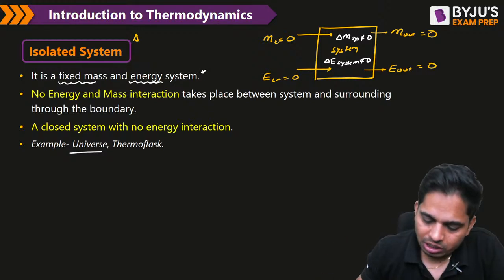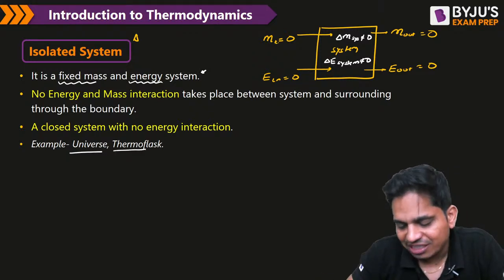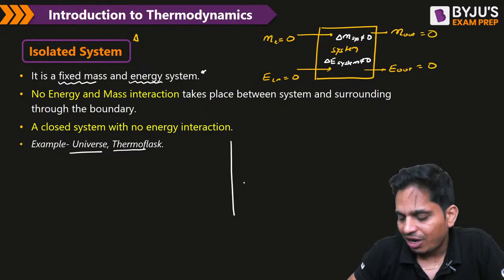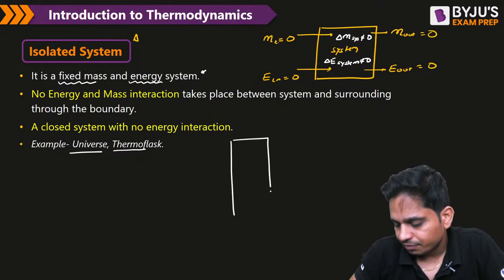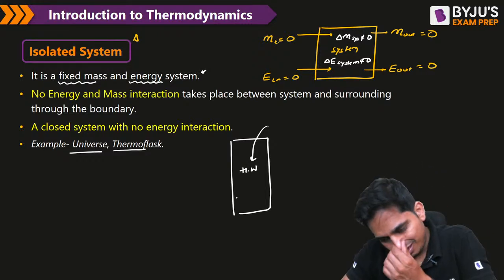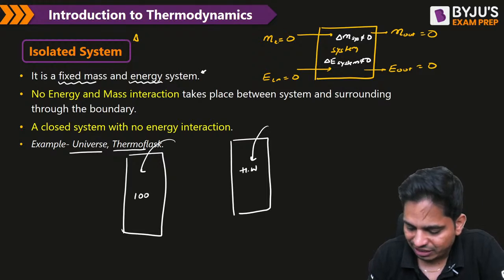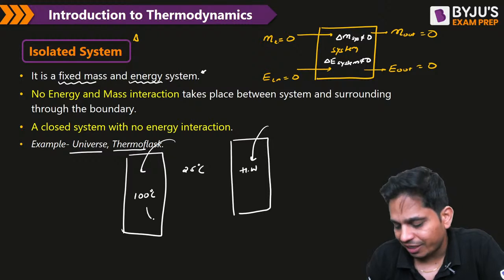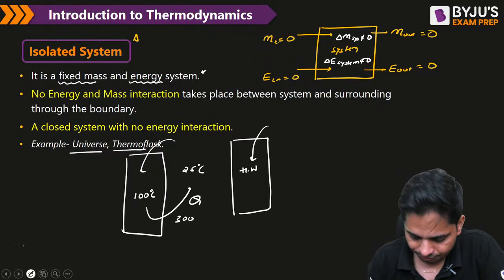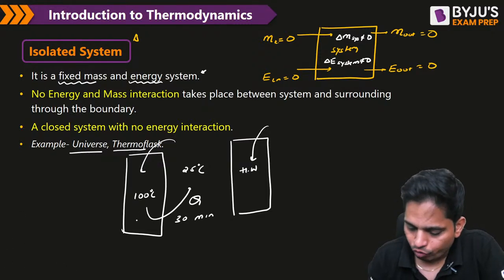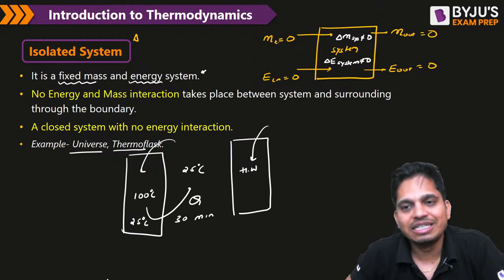Okay, chalo. The example is either universe or thermoflask. Once you put hot coffee, let us say hot water, here. Now, normally if you have a plastic bottle and you put water, let us say at 100 degrees Celsius, and outside is 25, after let us say 30 minutes, because heat will continually go out, you will see that inside here is also 25 degrees Celsius.